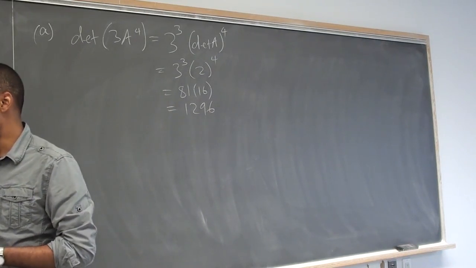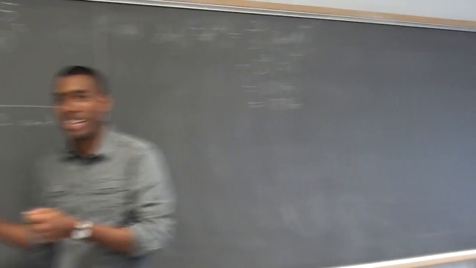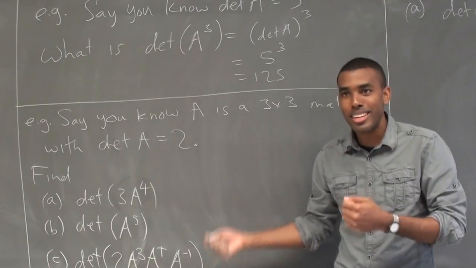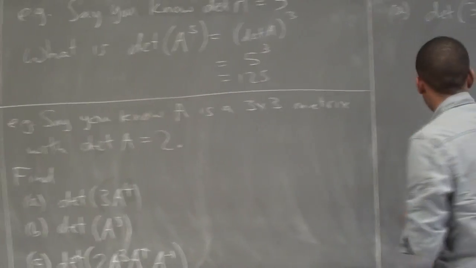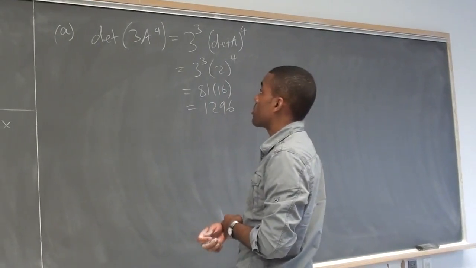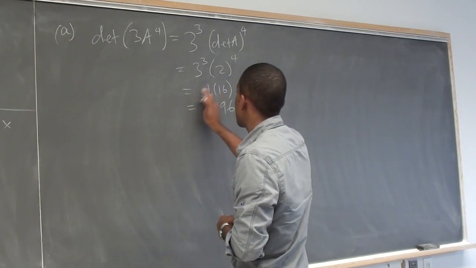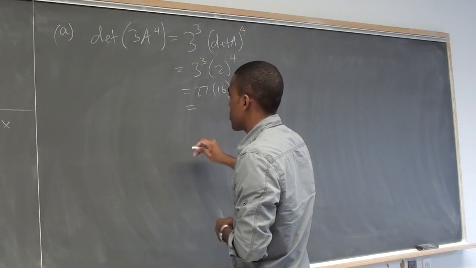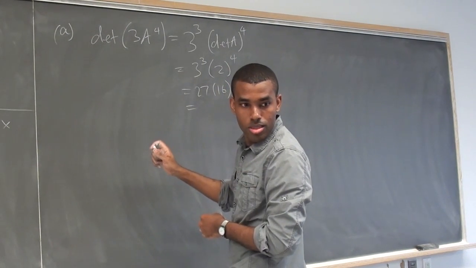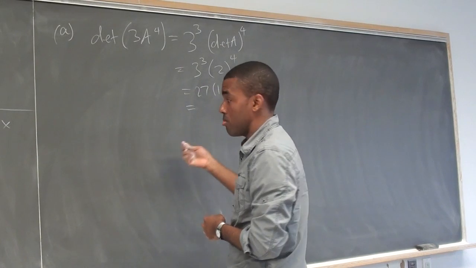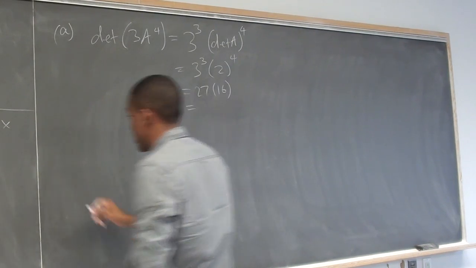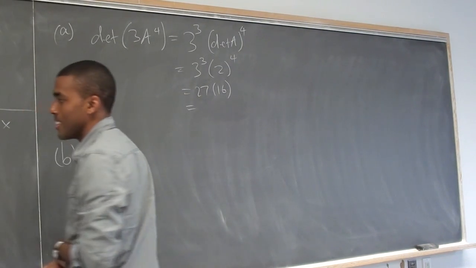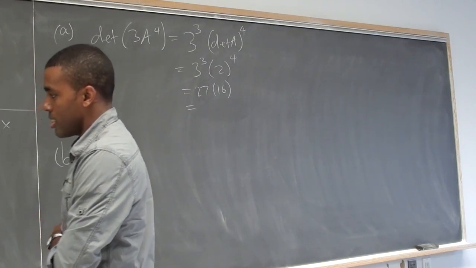So if I did tell you the matrix, you didn't have to multiply 4 times and multiply everything by 2 and then do a Laplacian expansion. 3 times 3 is 9, 9 times 3 is 27, times 16. Whatever that is. Okay. B. Determinant of A to the 5th.